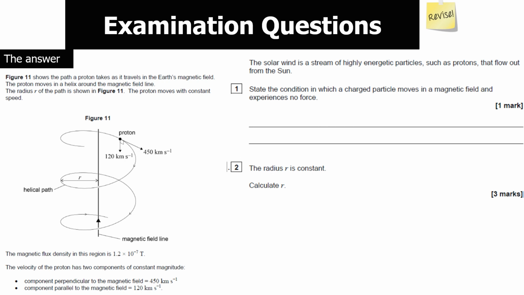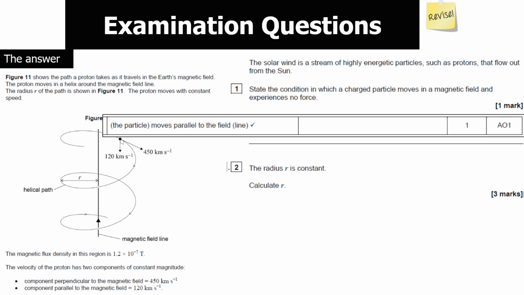Right, so how do you answer this question? How do you know it's experiencing no force? Well, in a magnetic field, a charged particle experiences no force if either it is stationary or it's moving parallel to the field line. So because it's moving, it must be moving parallel to the field line. Now, work out the value of r.